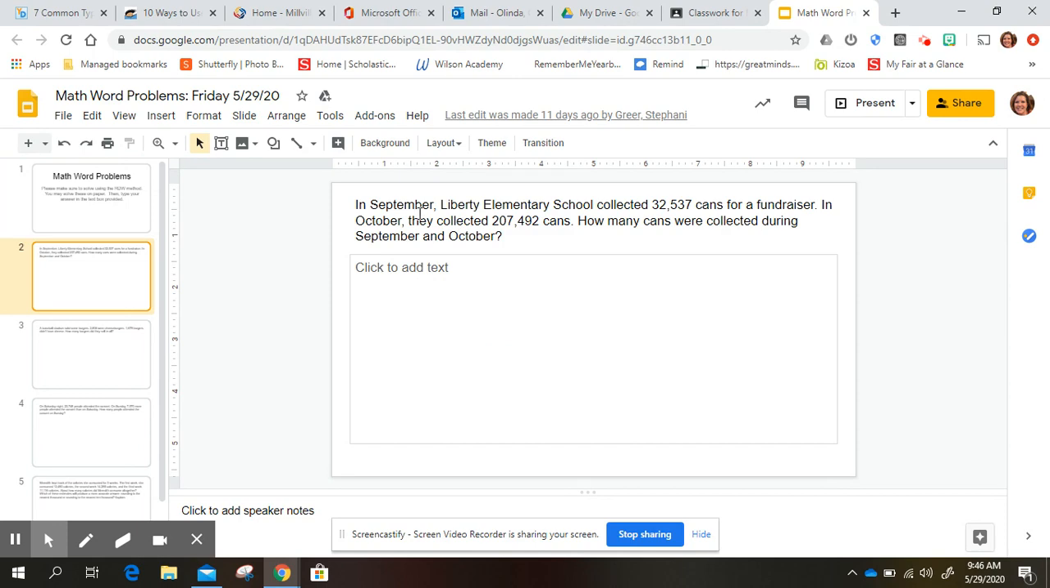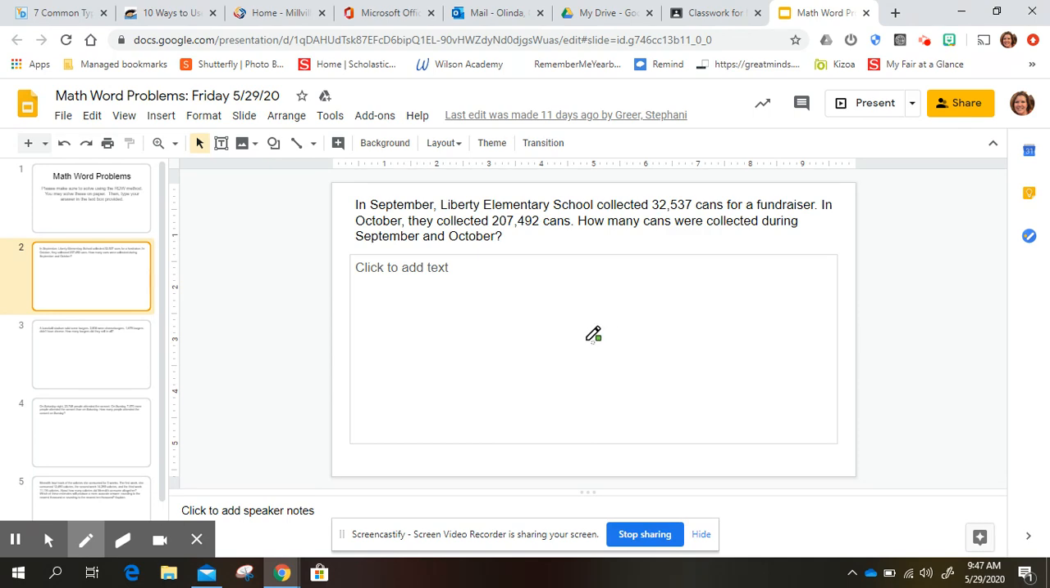In September, Liberty Elementary School collected 32,537 cans for a fundraiser. In October, they collected 207,492 cans. How many cans were collected during September and October?